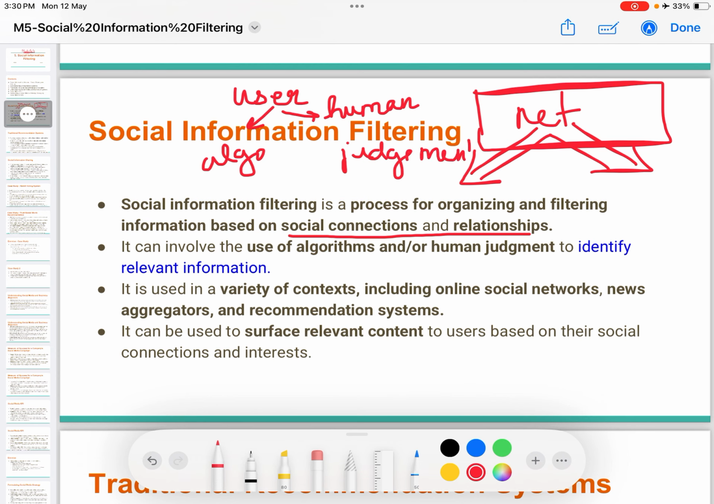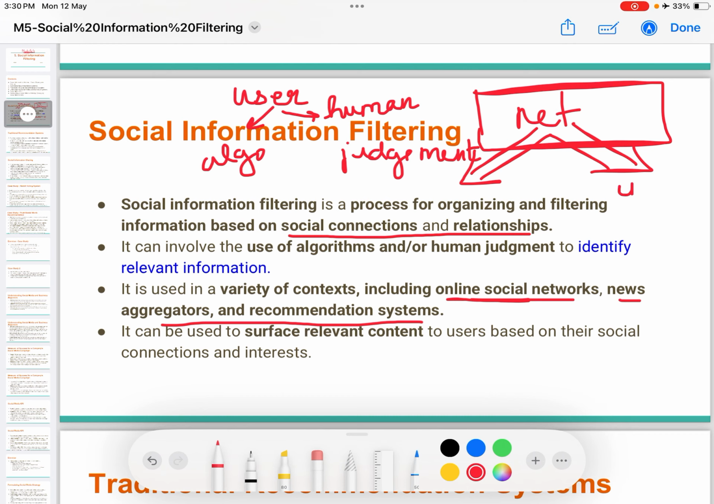It is used in a variety of contexts including online social networks, news aggregators and recommendation systems. It can be used to surface relevant content to the users based on their social connections and interests. So for example, say recommendation systems. What will recommendation systems do? They recommend those things which the user likes.